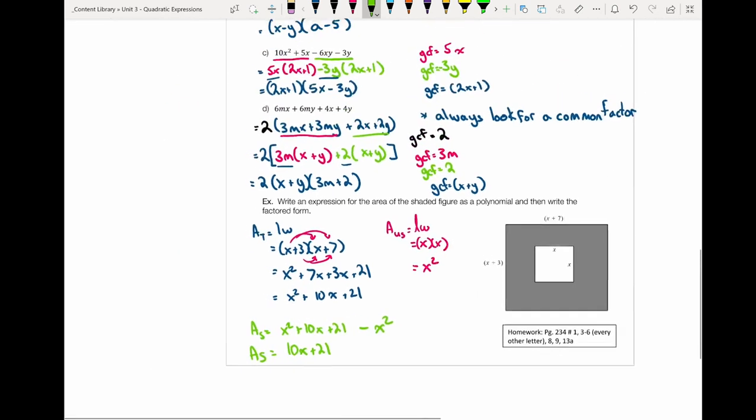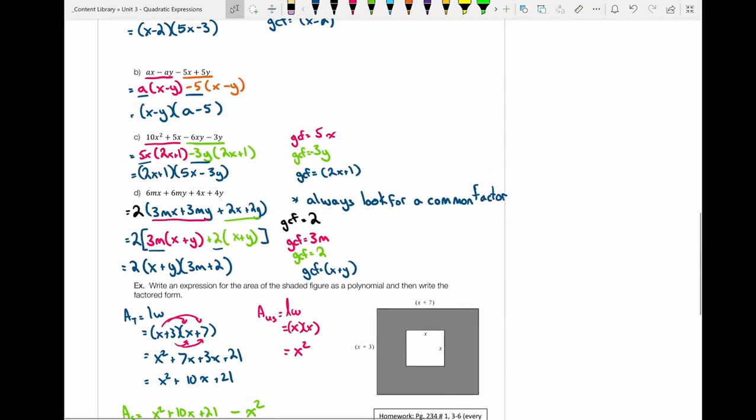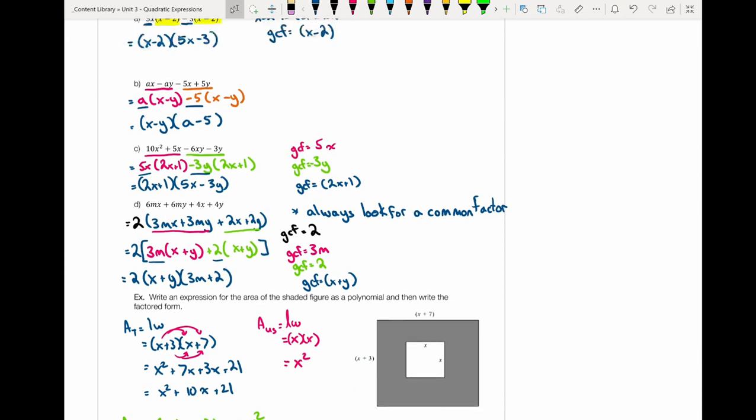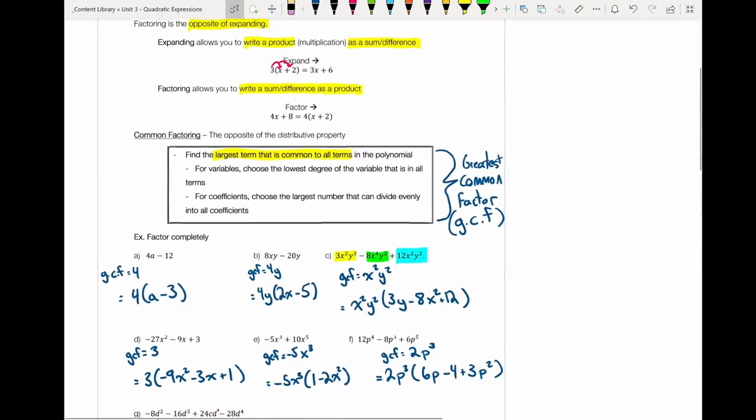So I know there's a lot here, but again, the biggest idea that you're trying to do is get your greatest common factor. So what is the variable? Is there a variable that is common between all terms? If there is, look for the lowest degree or exponent. And is there a coefficient or number that can be divided into all of the terms? If so, what is the largest number? That's going to be your greatest common factor. We can go back up, we can see that here.